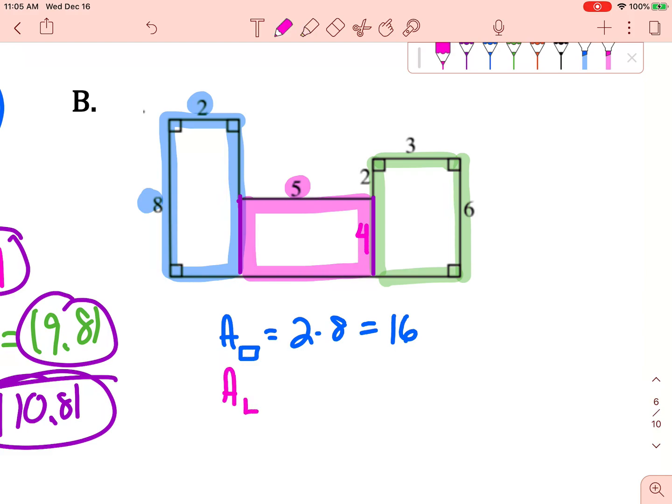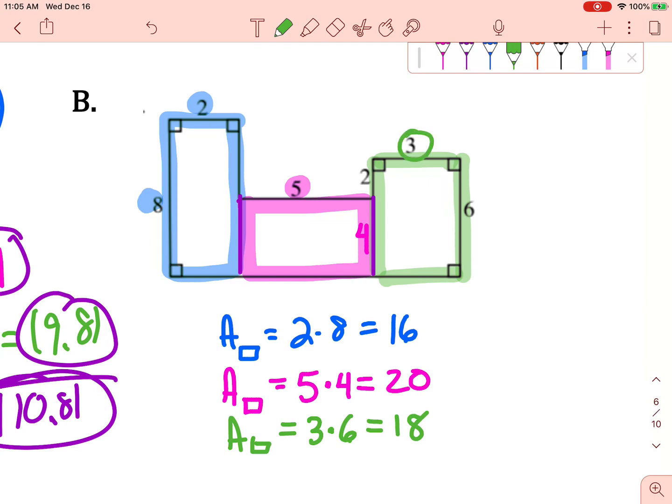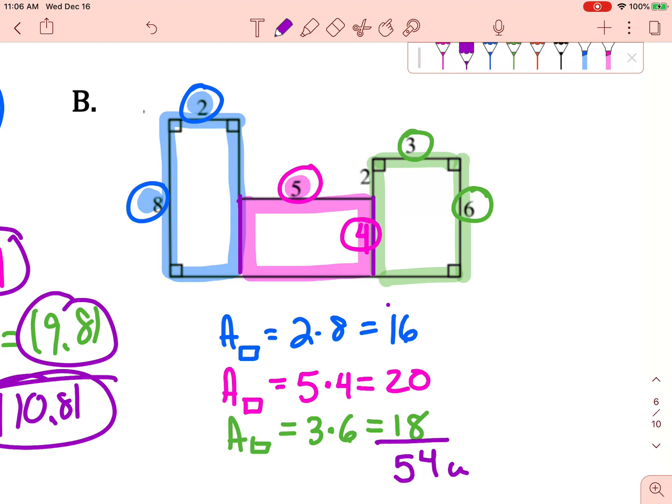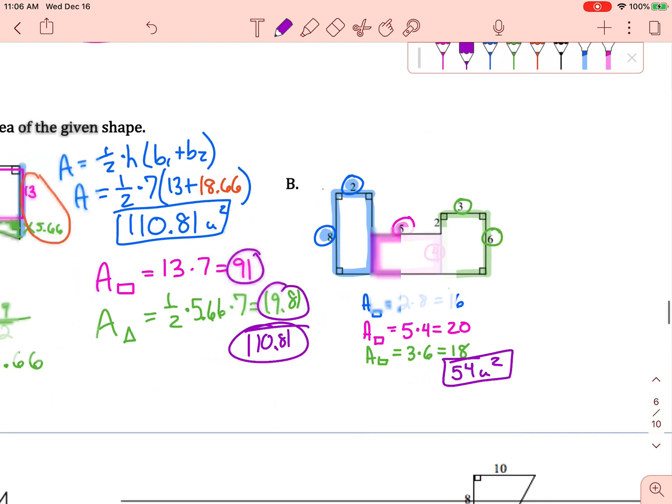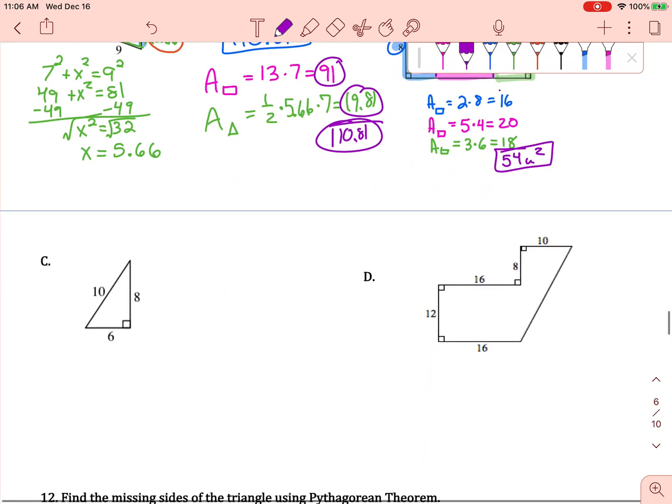Okay, so to find the area of this pink rectangle, I'm going to do 5 times 4, which is 20, and then we have the area of the green rectangle. Okay, so that would be my 3 times 6, which is 18. Again, the full sides you can see that I'm using. I can circle the sides that I'm using so you guys can see which numbers and where they are coming from. We're not finished yet, so what we have to do is add this up. So let's see, 16, 36, 54. And again, this is area, so it's 54 units squared.